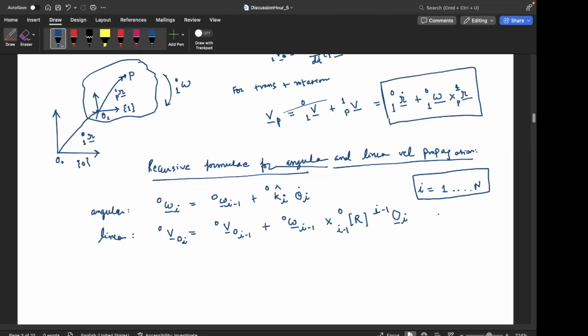and this propagation is done outward. So basically velocity propagation is done outward, and as you will see, force propagation is done inward. So first we propagate the velocities from the base link to the tip, to the end effector, and for forces and moments we start from the tip and then we propagate towards the base link. Let me know if there are any questions here.